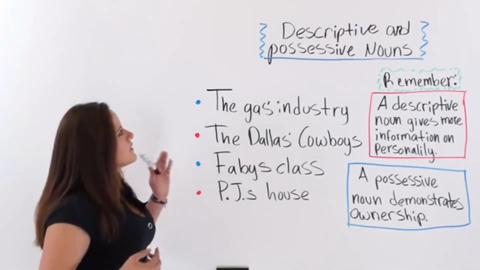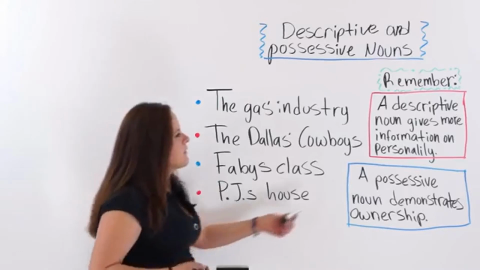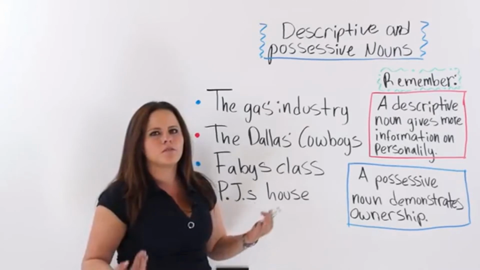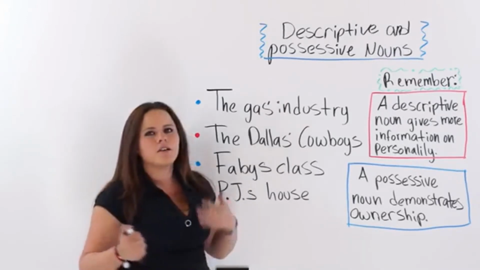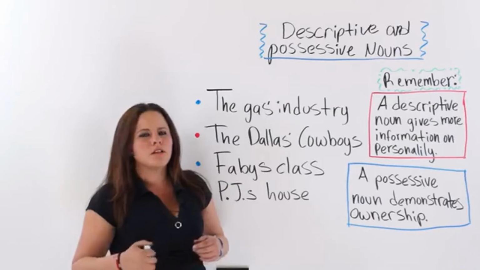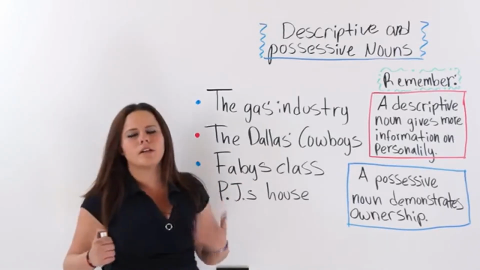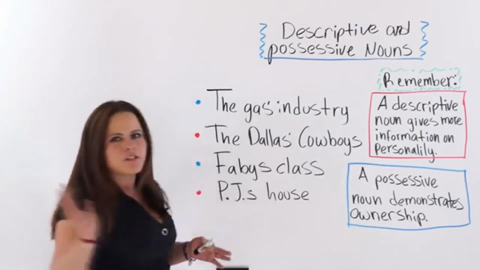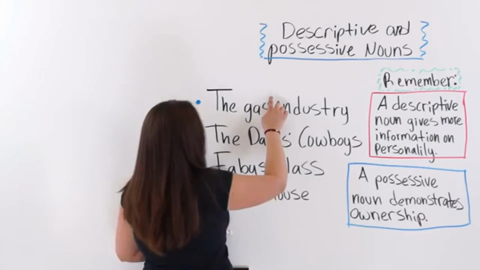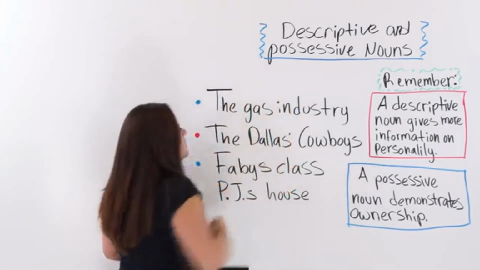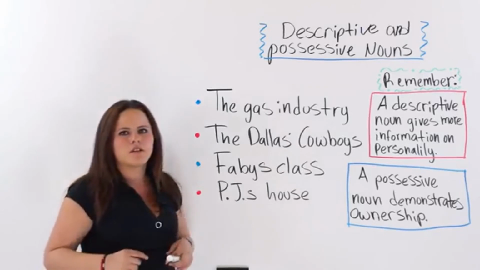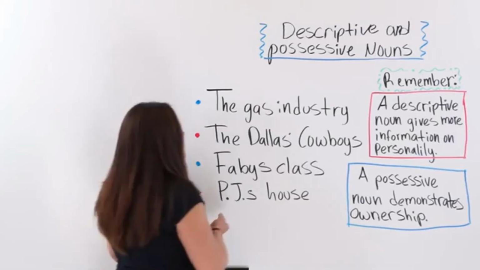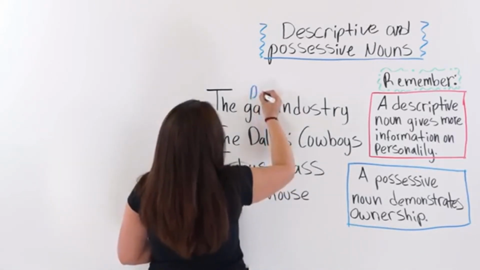No, it is not. It is a descriptive. Remember, a descriptive noun gives more information on personality or on the noun itself. And also remember, the first rule is that a descriptive noun will never use an apostrophe, and a possessive noun will always use an apostrophe. So the only thing we are going to do here is take away the apostrophe. The gas industry. It is a descriptive noun. So we are just going to write here, descriptive noun.